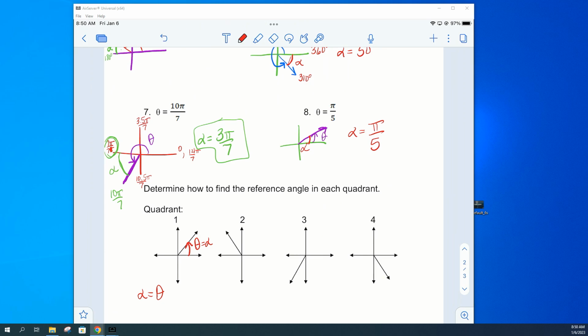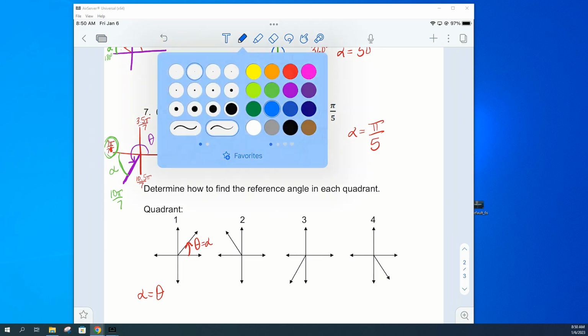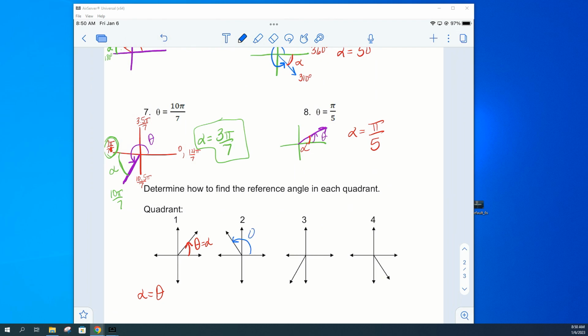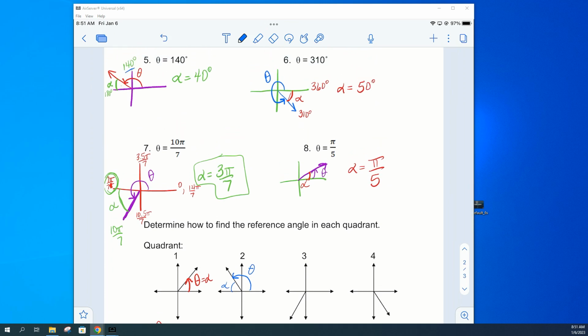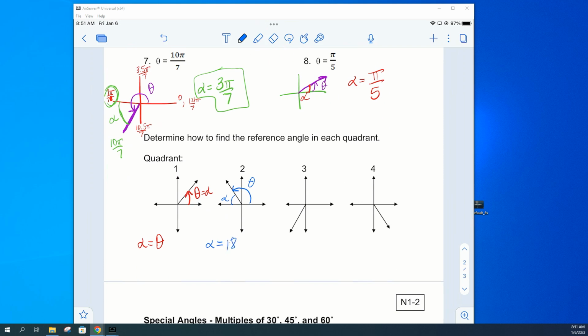So that's easy. In quadrant 2, change color so you're not confused. This is your theta. Your alpha would be here. Now let's think of what the formula would be. How did we get alpha? Let's go back to example 5 here. How did we get 40? Now I know you just looked at it and saw, but what you really did is you said, well, I'd have to take 180 and subtract the 140. And that is exactly your formula. And if you were doing radians, it would look like that.